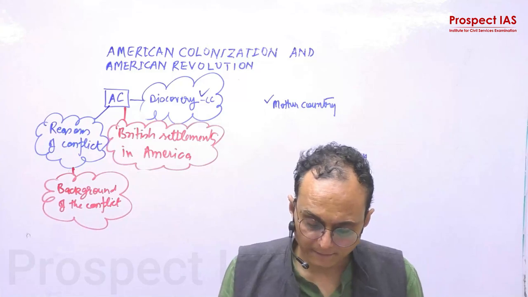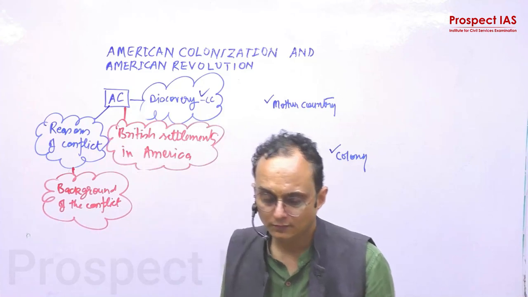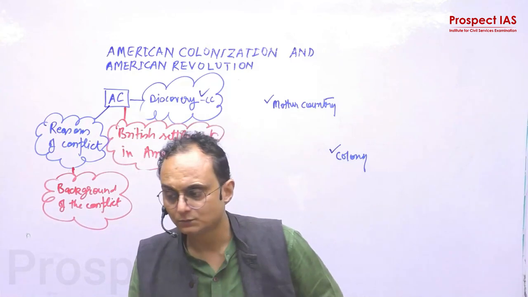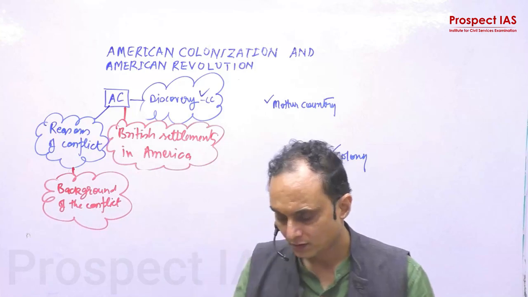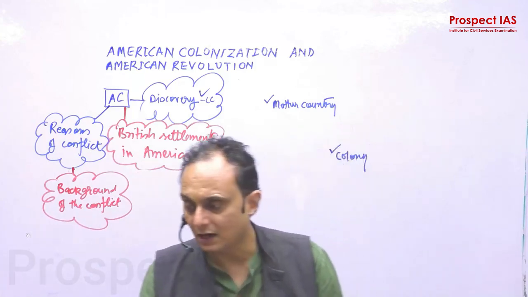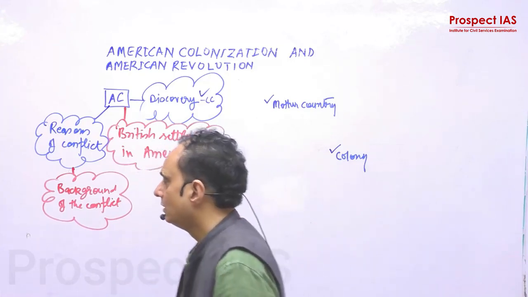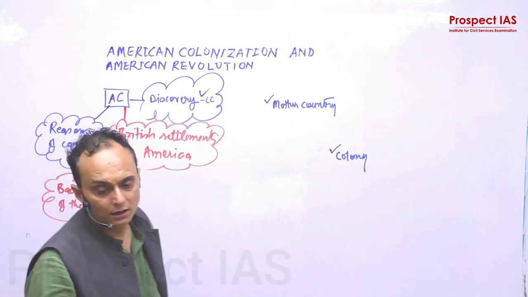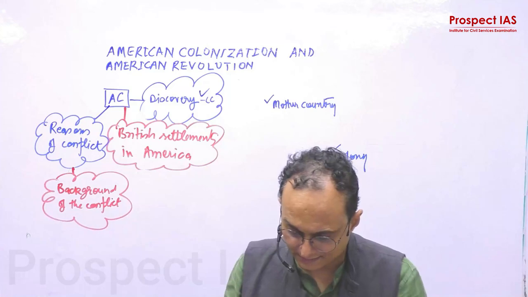No goods manufactured in Asia, Africa or America could be imported into England. एशिया, अफ्रीका, अमेरिका से कुछ भी इंग्लैंड में इंपोर्ट नहीं कर सकते.